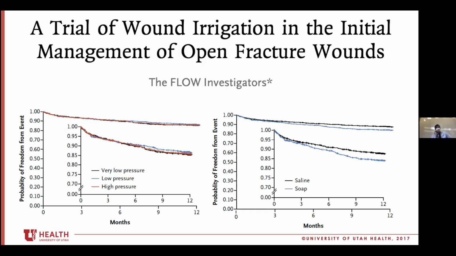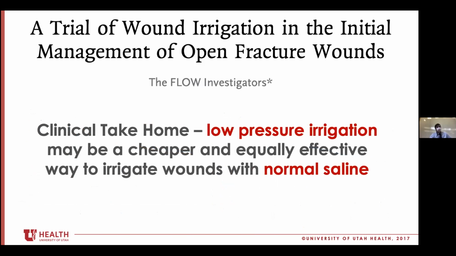Ultimately, the study found no difference in the reoperation rate at 1 year per pressure type. However, the study did favor saline over soap. So clinical take-home, low pressure irrigation may be a cheaper and equally effective way to irrigate wounds, but most likely you should be using, and I wouldn't even say most likely, I would just say you should be using normal saline in these wounds based off the results of this trial.